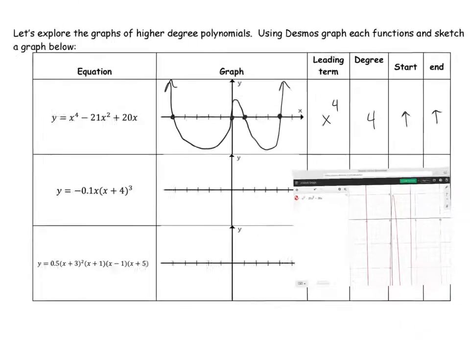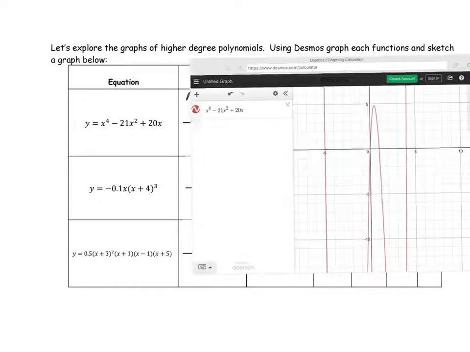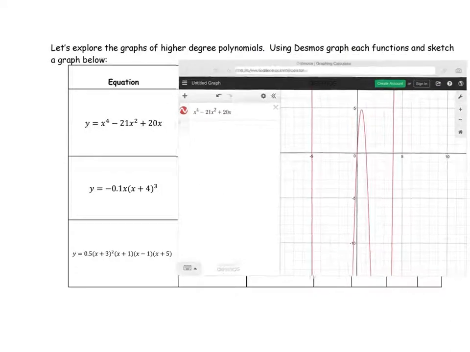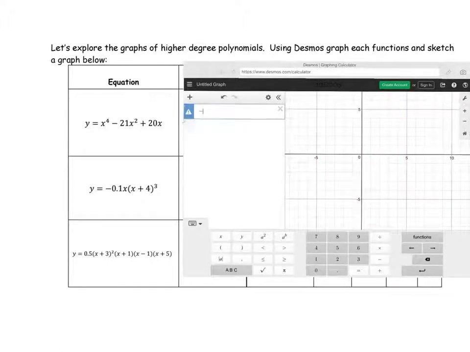We'll do one more with Desmos, and then we should be able to work this out from patterns because I don't think we have any other ones in standard form. So negative 0.1 x times x plus 4 to the 3rd.